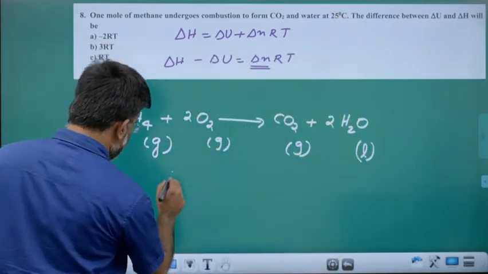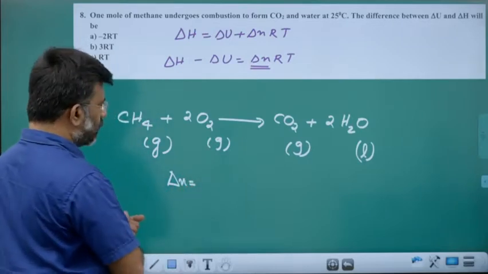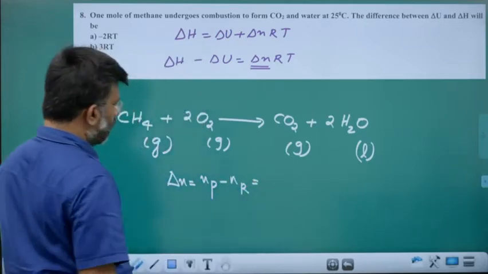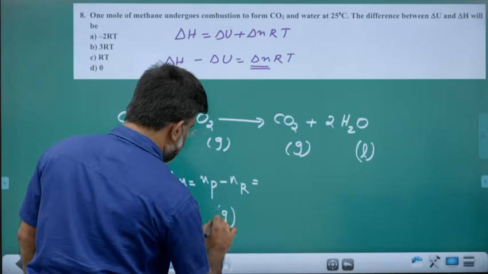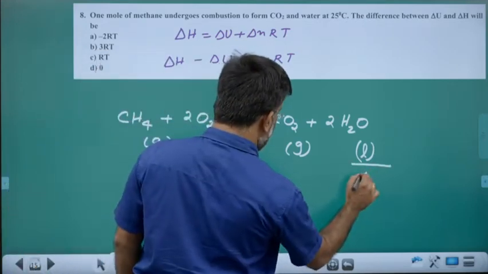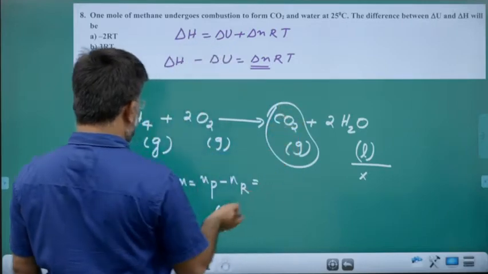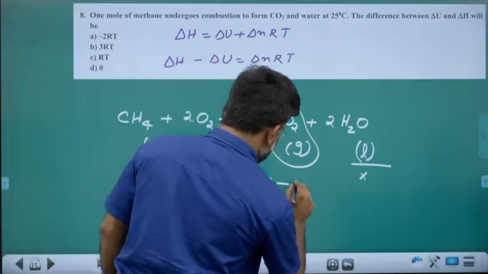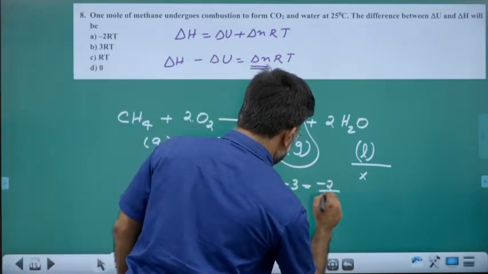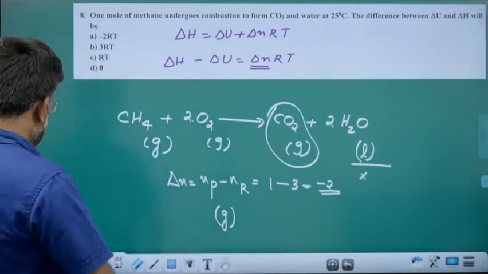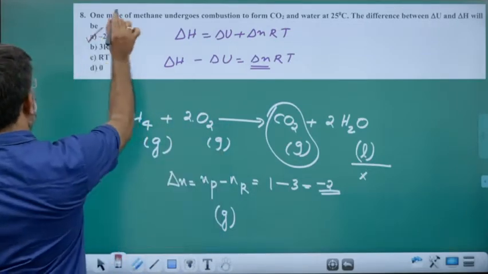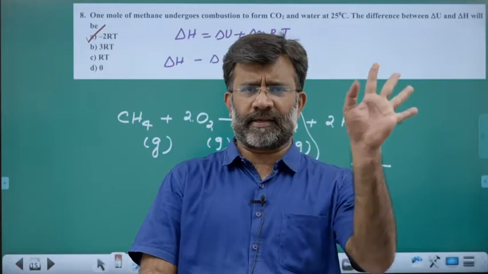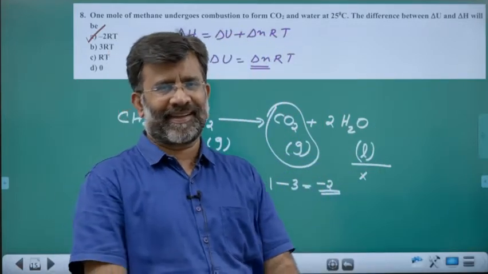So what is delta n? Once you get delta n, you get your answer. Delta n is n products minus n reactants, remember, only for gases. This is liquid, so don't take it. Gas, 1 mole, minus, both are gases, 2 plus 1, 3. So 1 minus 3 is minus 2. The answer is minus 2 RT, option A. The point is to get to delta n. That's all. Next question.